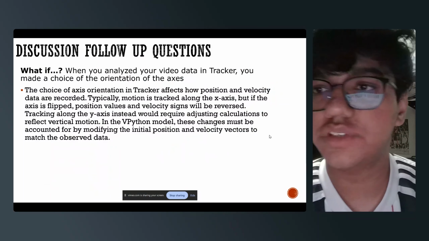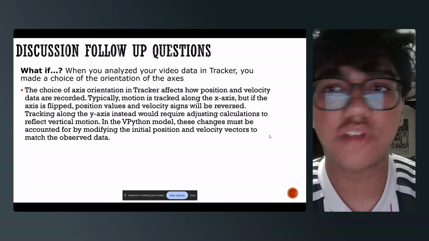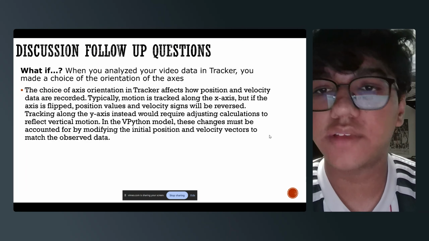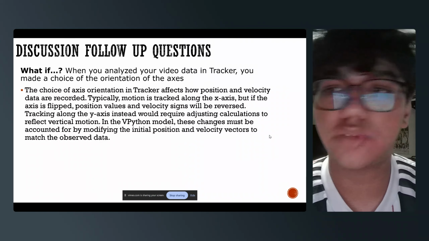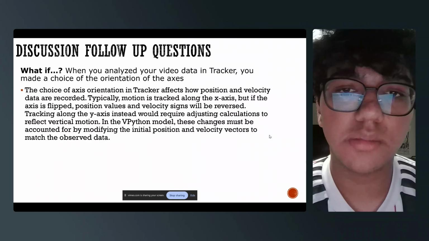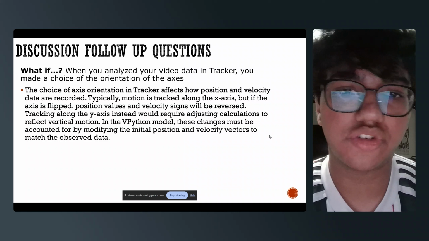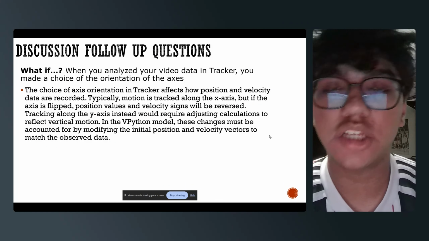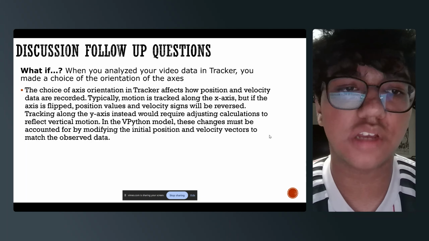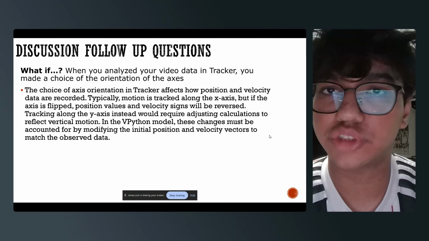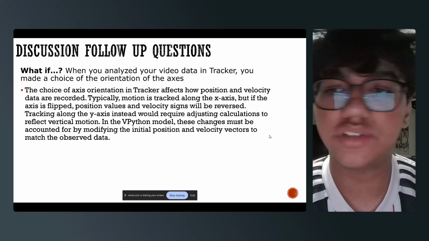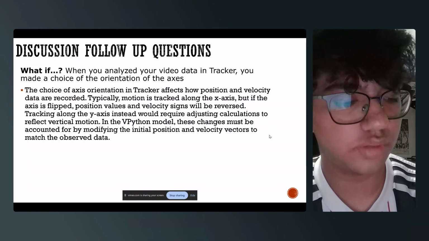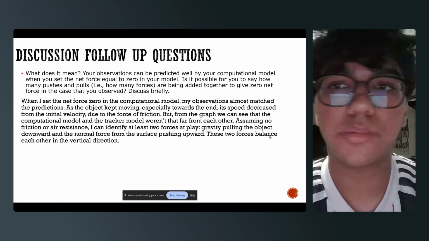So follow-up questions. What if, when you analyze your video data in Tracker, you made a choice of the orientation of the axes? The choice of axis orientation in Tracker affects the position and velocity data recorded. Typically, motion is tracked along the x-axis, but if the axis is flipped, position values and velocity signs will be reversed. Tracking along the y-axis instead would require adjusting calculations to reflect vertical motion. In the VPython model, these changes must be accounted for by modifying the initial position and velocity vectors to match the observed data.